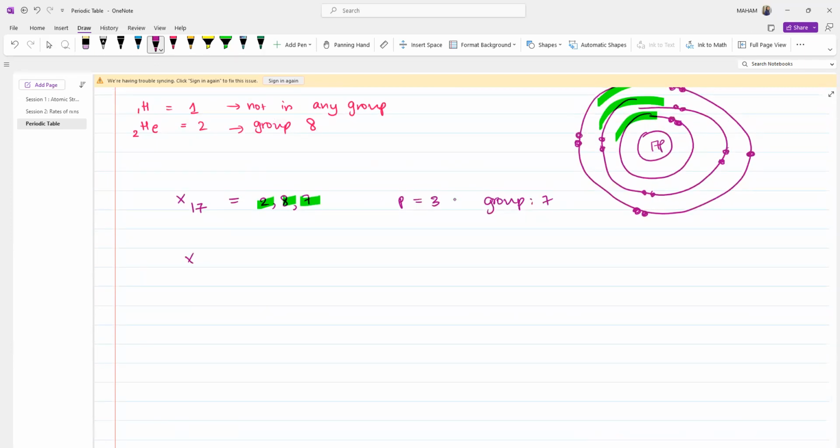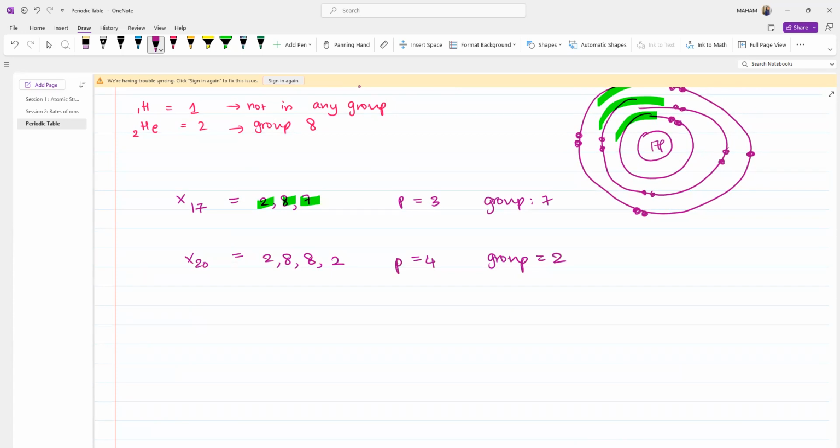Another example, if this is my element, my electronic configuration is going to be 2, 8, 8, 2. This makes 10, 2 plus 8, 10, 18, and then 20. So what's the period number going to be and what's the group number going to be? The period number is going to be 4. The group is going to be 2. Right.